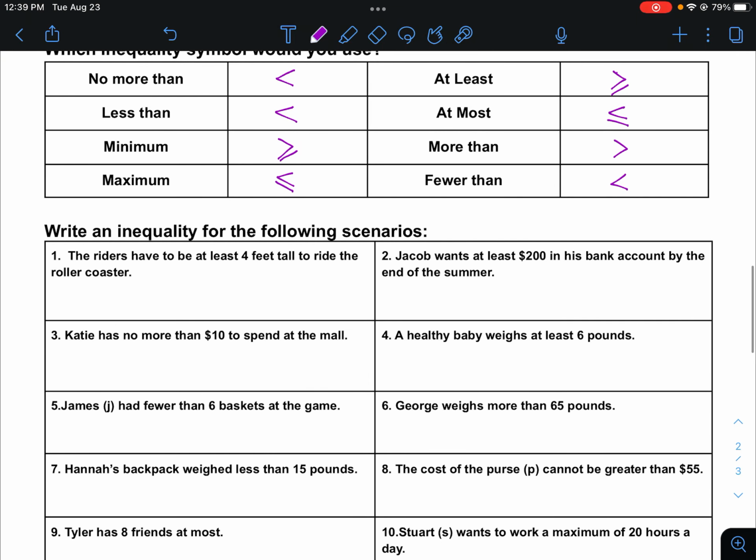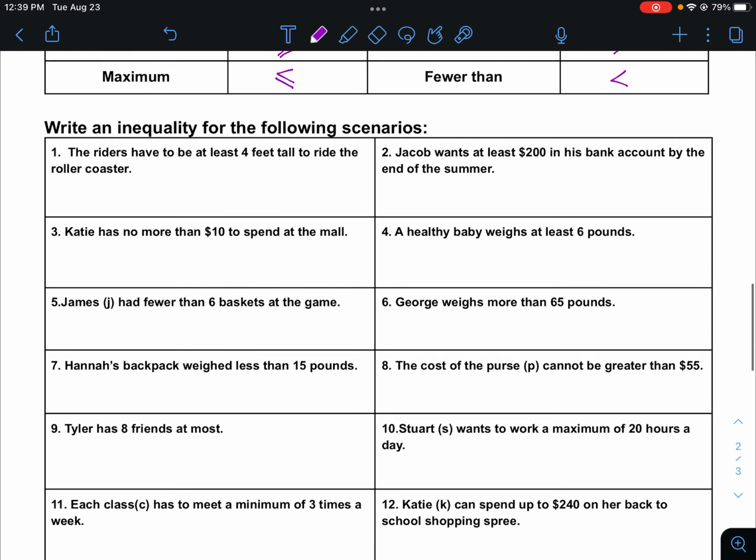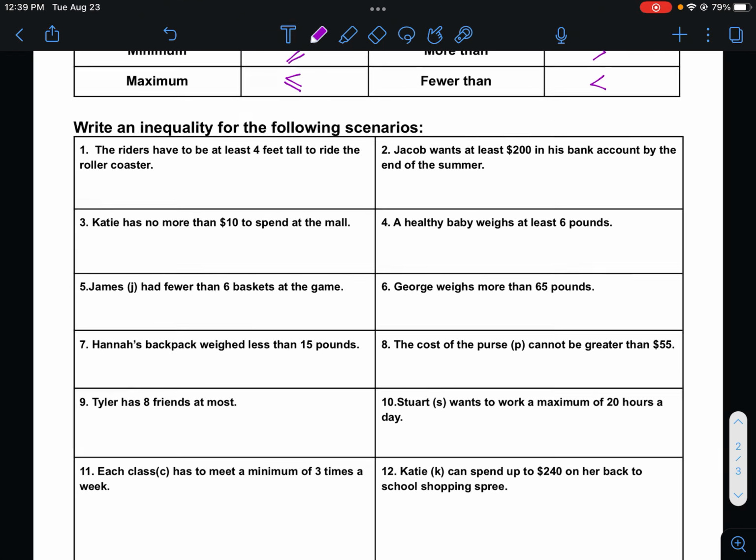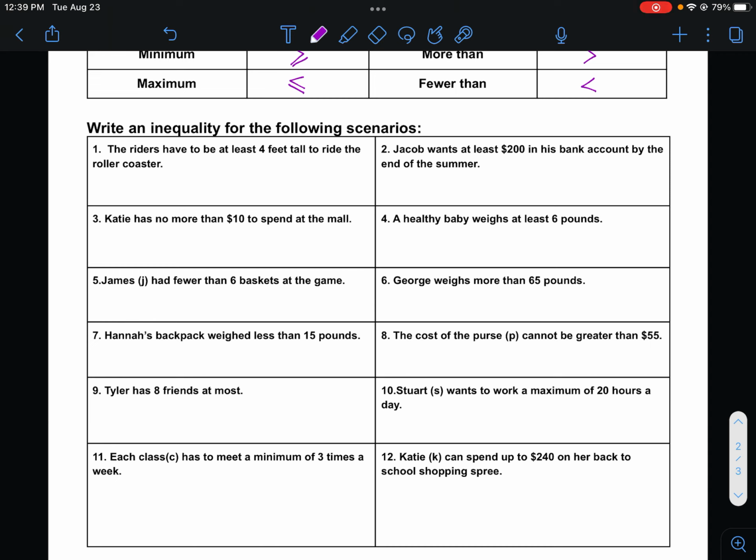Write an inequality for the following scenarios. So you could do a few things here. You could pause this video, do these 12, see if you're on the right track, and then listen to it back and see if you got them correct, or you could follow along as I go through them.